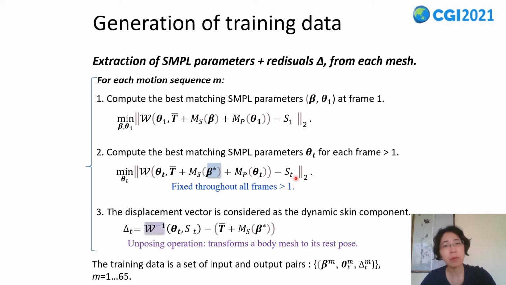Once we found the error minimizing beta and theta at each frame, we take the difference between the data mesh and the simple model at rest pose. And this is what we take as the dynamic skin component, which is used as training data together with the found beta and the theta values.